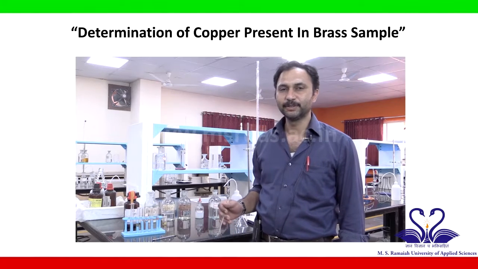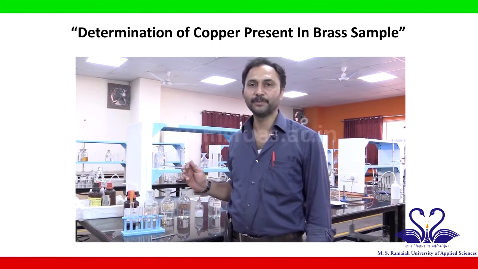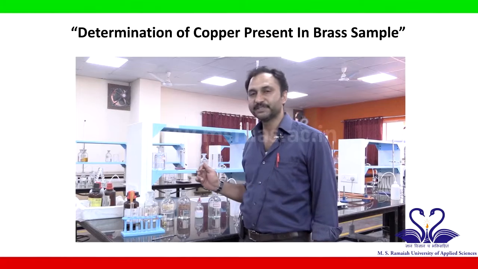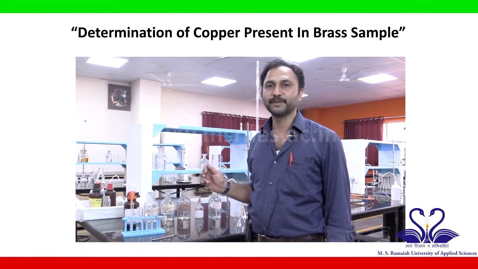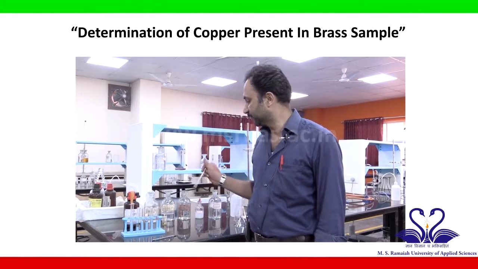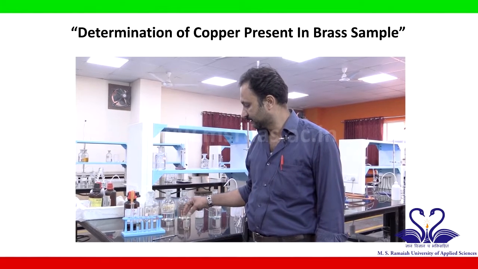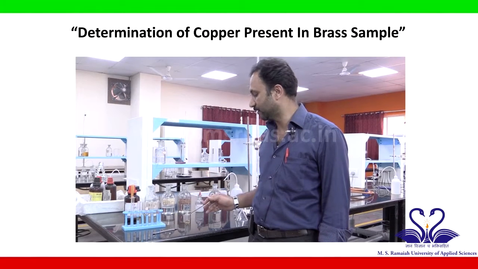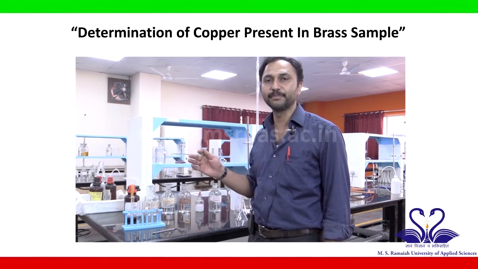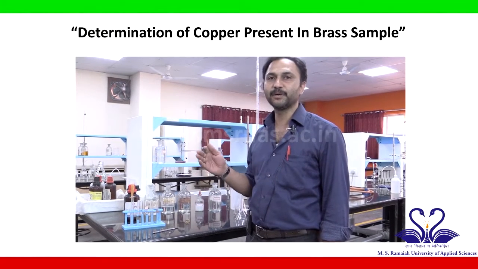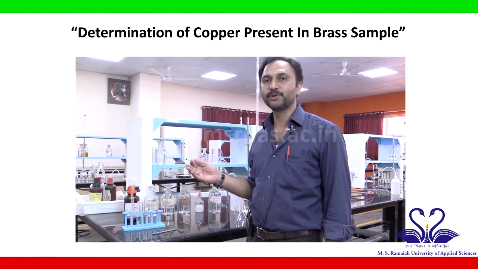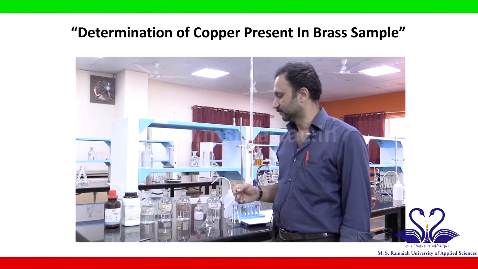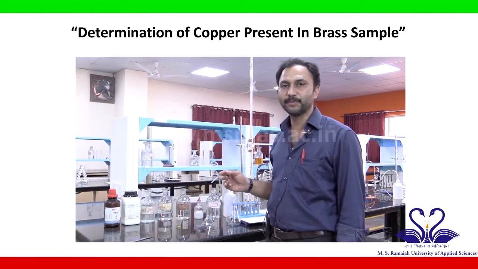Hi students, today we are going to learn one more volumetry experiment. The aim of the experiment is to find the percentage of copper in a given brass sample. So what is brass? You can see that these brass pieces are there. Brass is an alloy of copper, zinc, lead and tin in some percentages. The major percentages will be copper and zinc. Here we are going to find out iodometrically how much copper is present in this brass piece.